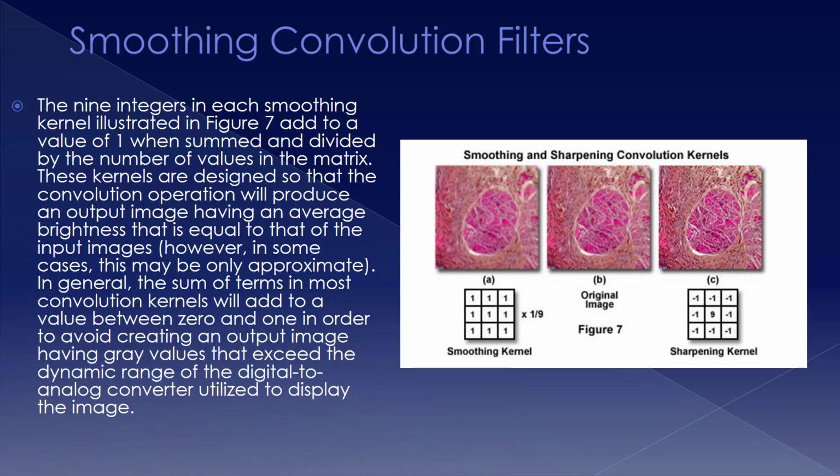The 9 integers in each smoothing kernel add to a value of 1 when they're summed and divided by the number of values in the matrix. So these kernels are designed so that the convolution operation will produce an output image having an average brightness that is equal to that of the input image. This may only be approximate. So in general, the sum of terms in most convolution kernels will add to a value between 0 and 1 in order to avoid creating an output image having gray values that exceed the dynamic range of the digital to analog converter utilized to display the image.